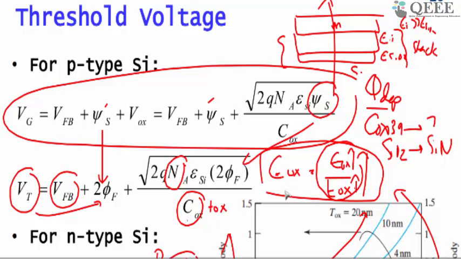By going to higher dielectric constant materials, you can reduce the tunneling current while having a similar COX, gate capacitance.